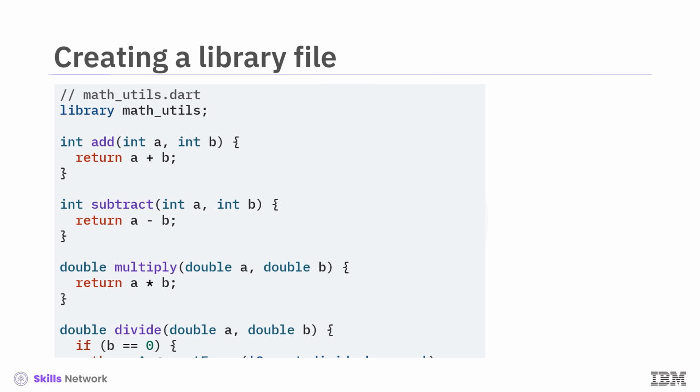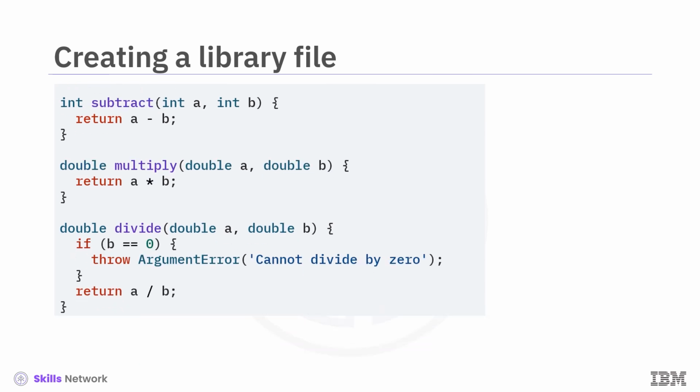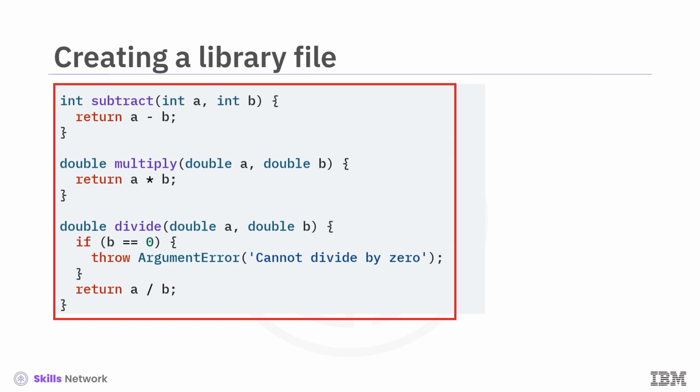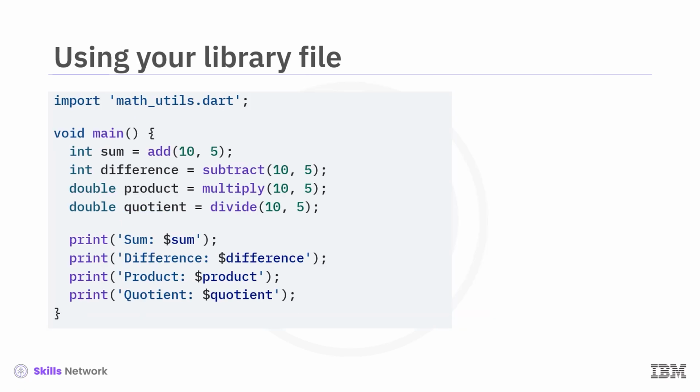The first step is to create a new Dart file and define your library using the library keyword. Then define the functions, classes, and variables you want to include in your library. Your next step after creating a library would be to use it in another file. The import keyword will help you access classes, functions, and variables in your library without duplicating code.